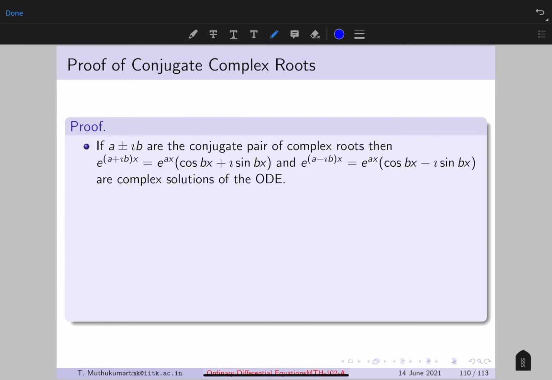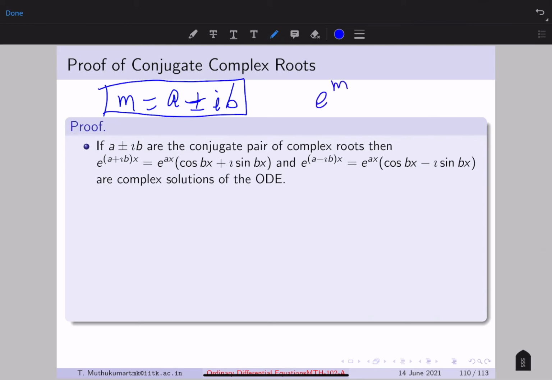Now let's look at the third type, which is the case where you have a conjugate pair of complex roots which are not repeated, right? So when you have a plus ib, a minus ib as the possible m, which are the roots of the characteristic or the algebraic equation, right? A plus or minus ib. So in that case, what did we say? The corresponding solution is exponential of m x, which means e power mx, but now m is complex.